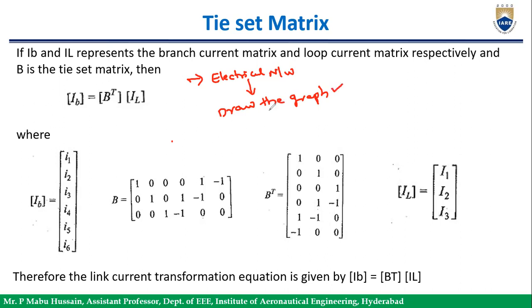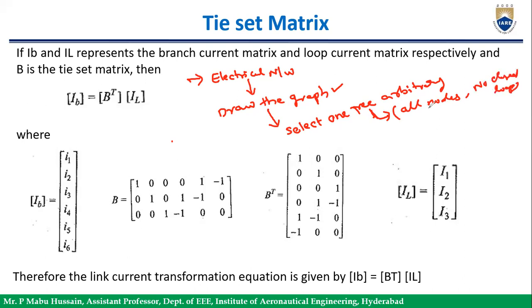Now after getting the graph, from the graph you select one tree. You will have many trees for a particular graph, but you select only one tree. This selection will be arbitrary. Arbitrarily you select one tree. What is this tree? It will have all nodes in the graph, but no closed loop.